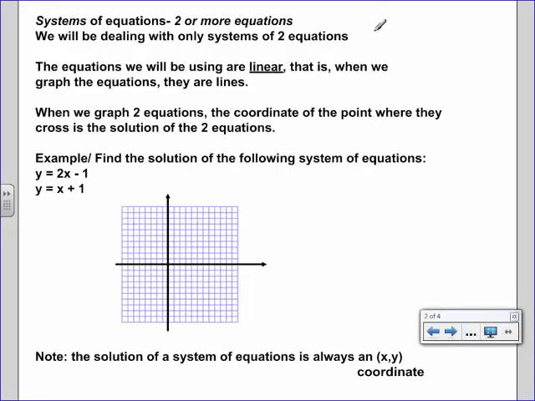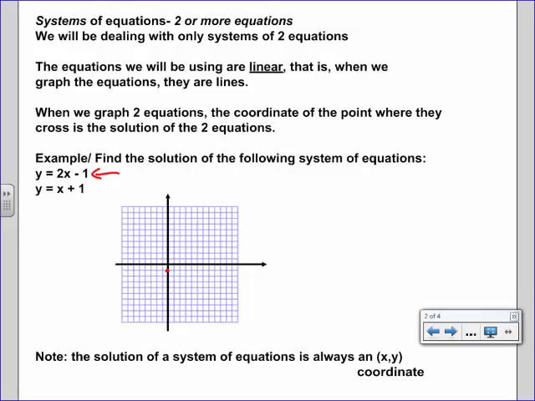Okay, again, we're going to be dealing with just systems with two equations, and they're going to be linear. That which you're familiar with, straight lines, those that are in slope-intercept form, y equals mx plus b. When we graph two equations, the coordinate of the point where the two equations cross is the solution. So let's look at an example so we can make some sense out of this. First one, y equals 2x minus 1. It's already in slope-intercept form. So let's go ahead and graph this one.